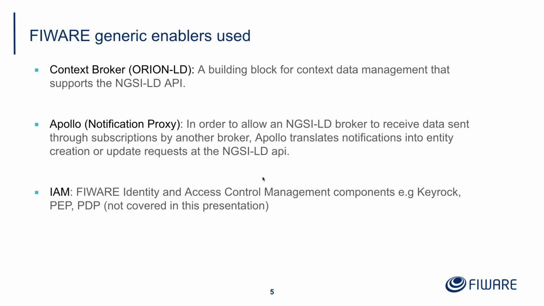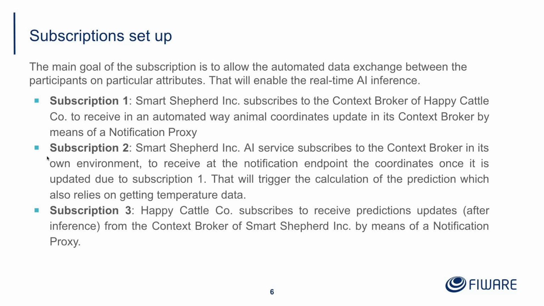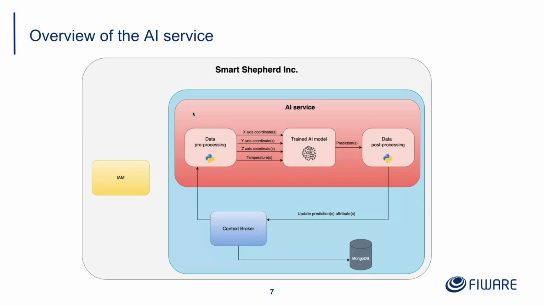Yes, so these slides basically represent what FIWARE generic enablers are used in our architecture. I'm not going to go through it because I already explained it. Also here are the 3 different subscriptions which we need to do for this real-time inference to happen, but you can check it out for reference in the future. Let's now move on to an overview of the AI service.